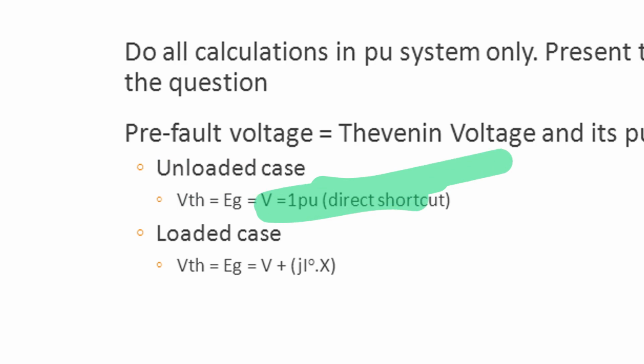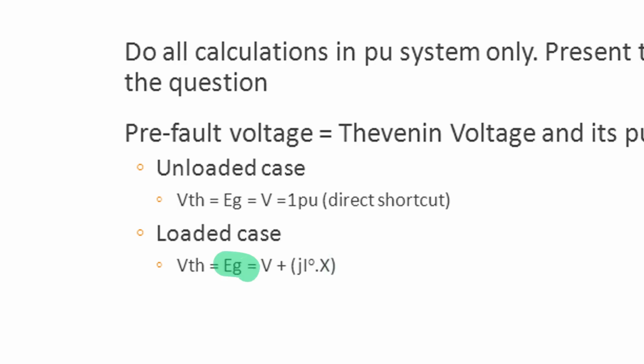And finding the Thevenin impedance is quite an easy thing. And if it is loaded, this is not going to be the case, because if it is loaded, the internal voltage and terminal voltage are going to differ. The internal EG will be V plus j I naught X. What is I naught? Pre-fault current, that is nothing but the load current. And this X value can be subtransient or transient, depending upon the type of fault current asked.